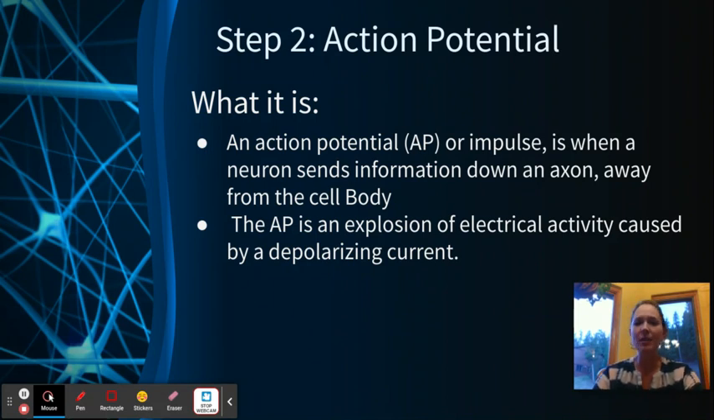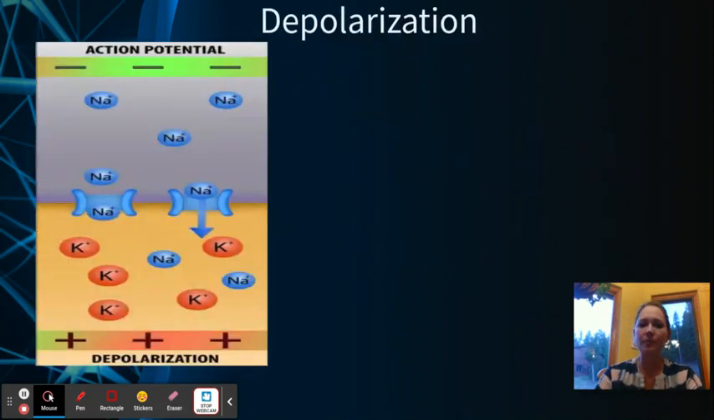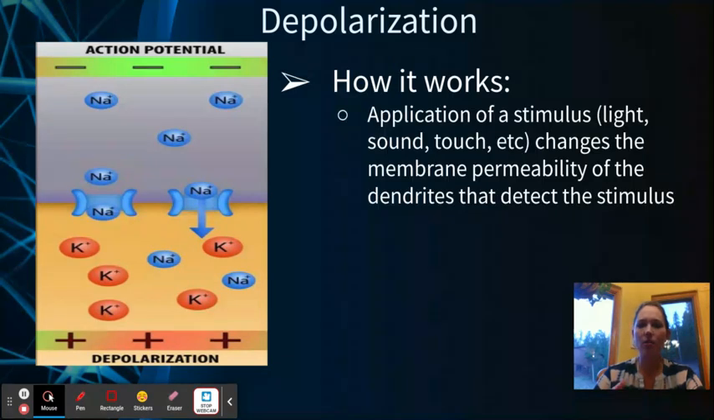You might be wondering, how does an action potential start? For an action potential to start, there has to be some type of stimulus. Maybe it might be light, sound, touch. There might be something that our nerves perceive. And when they perceive that, it changes the membrane permeability of the dendrites that detect that stimulus.